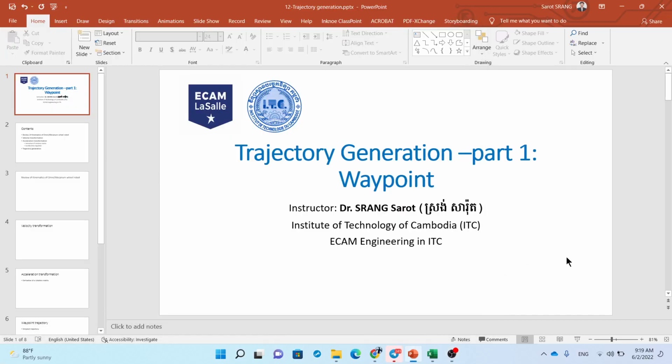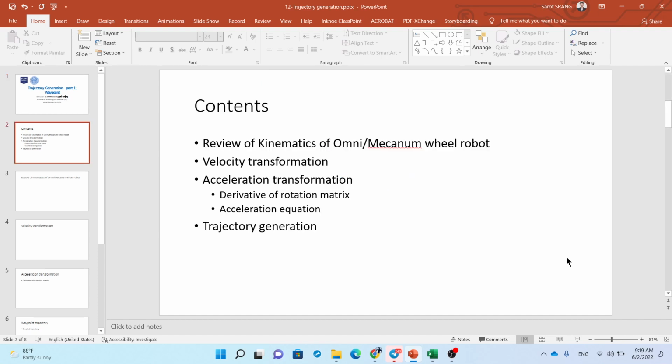Let's get started. The topic for our lecture today is trajectory generation, part one, waypoint. So in this lecture, I'm going to introduce you to a method that we can generate trajectory, but I will start with a very simple way, so you can have some idea. Before we start, let me briefly show you the content for today's lecture.